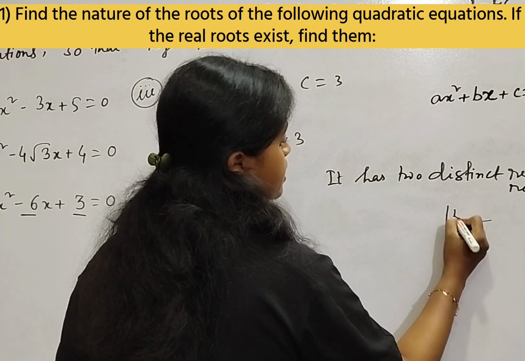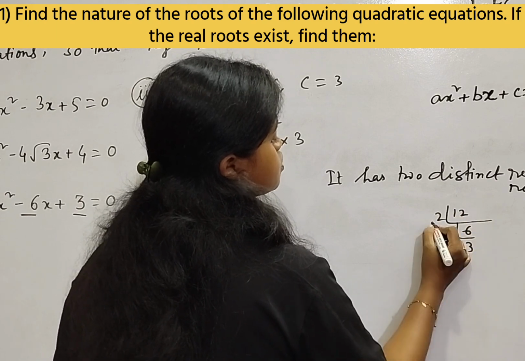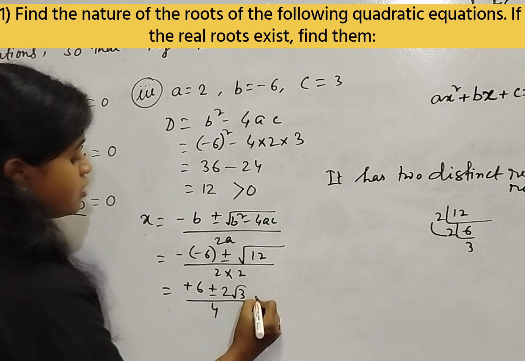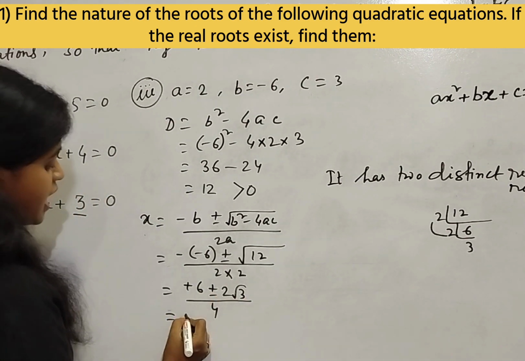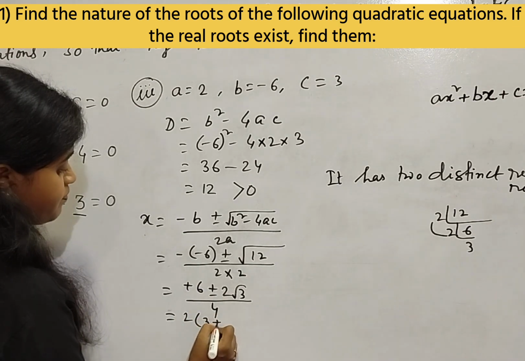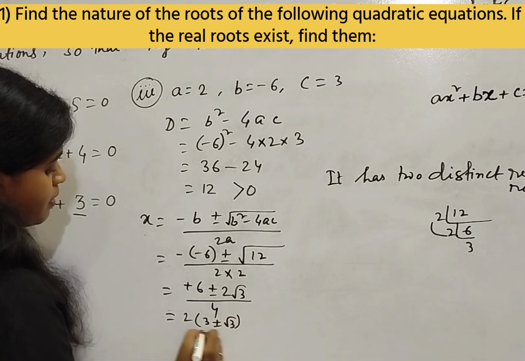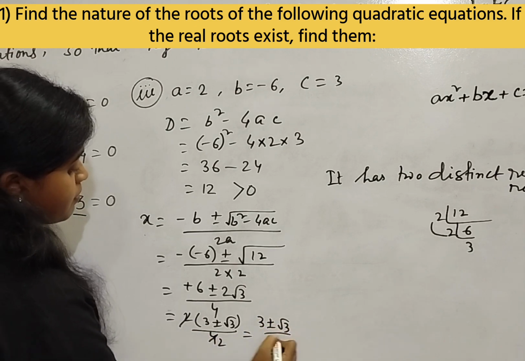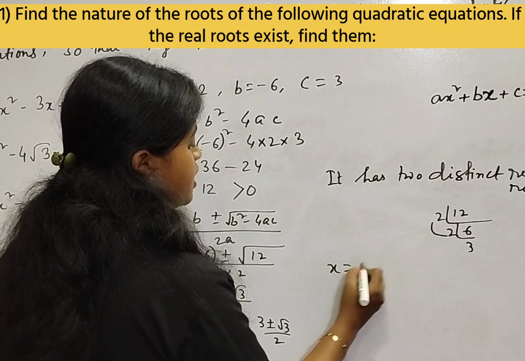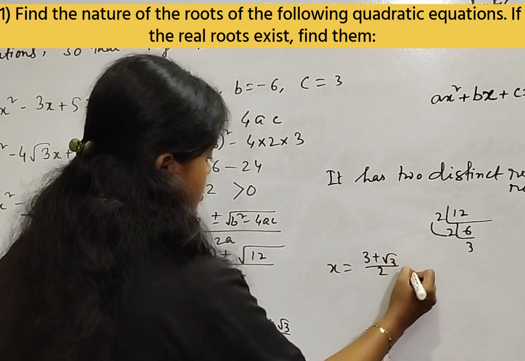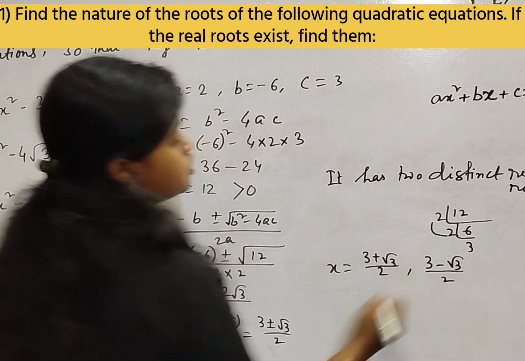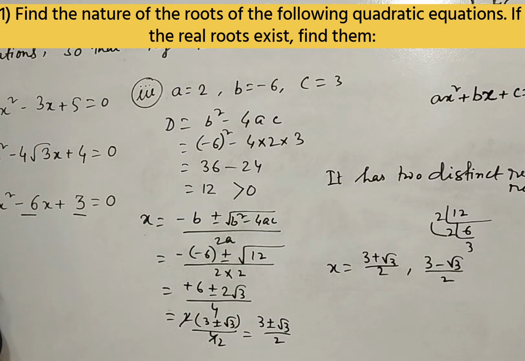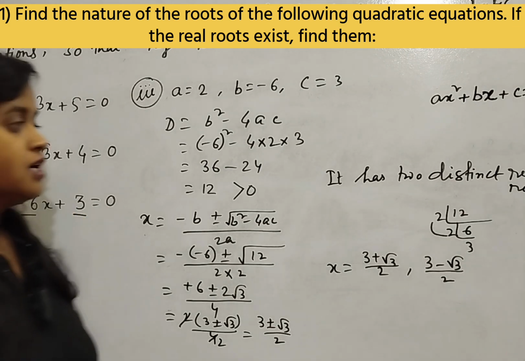So you can factorize this one. 2 sixes are 12, 2 threes are 6. So this is a pair. So you can write 2 root 3 divided by 2 times 2, which is 4. So from this we can take 2 as common, and we get 3 plus or minus root 3 by 4 ... this will be cancelled. We will get 3 plus or minus root 3 by 2. So the value of x is 3 plus root 3 by 2 and 3 minus root 3 by 2. So these are the two roots of this quadratic equation, that is the third quadratic equation.